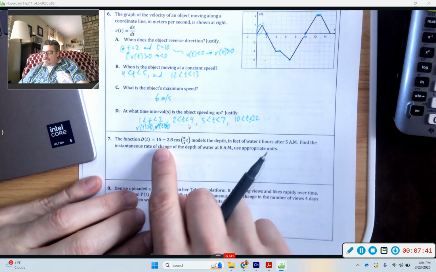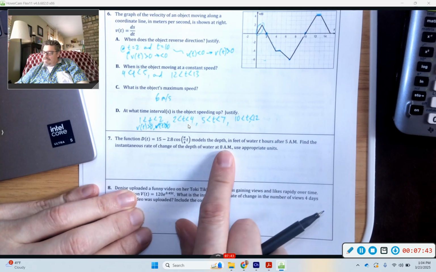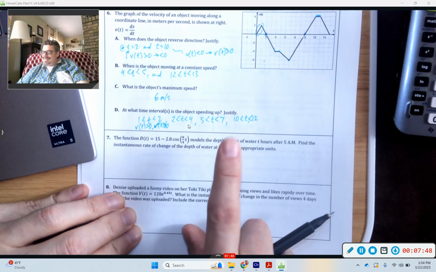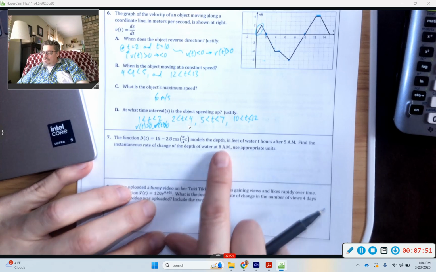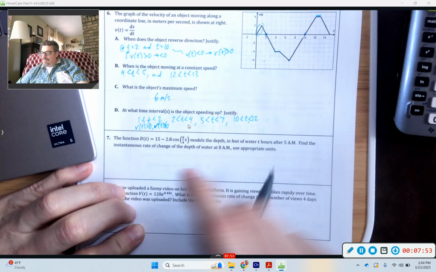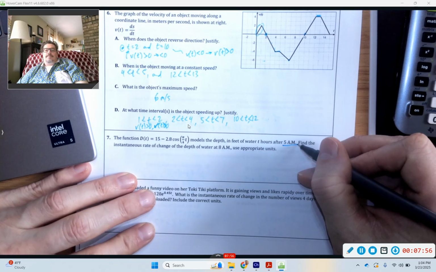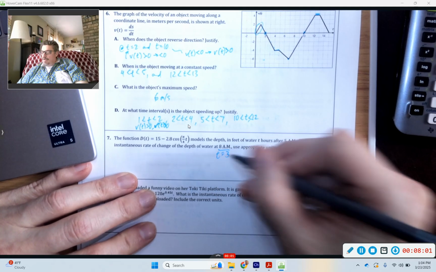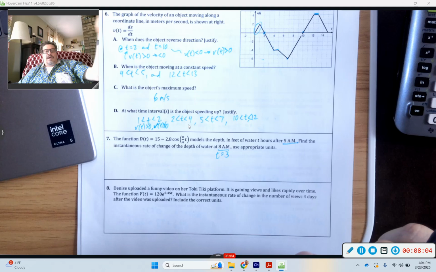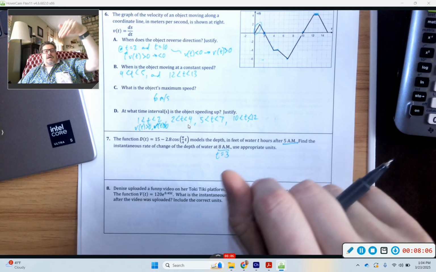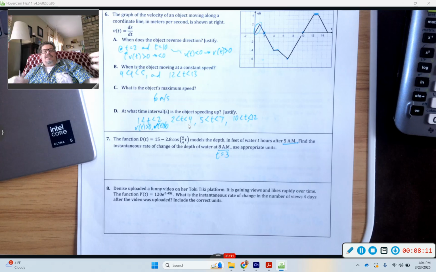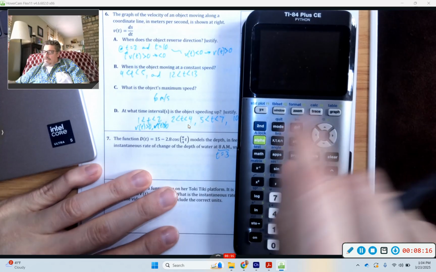All right, so we got the function here, d of t equals this guy, models the depth in feet of water after 5 a.m. Find the instantaneous rate of change at 8 a.m. Okay, so this is the function. What we're looking for is if we are at 5 a.m., we're going to look at time 3, 3 hours later. We'll worry about the units in a second, but at 3, how is the depth of the water changing at that moment?